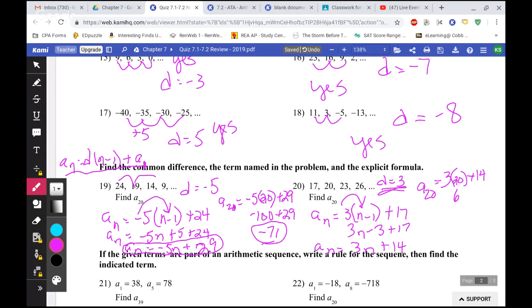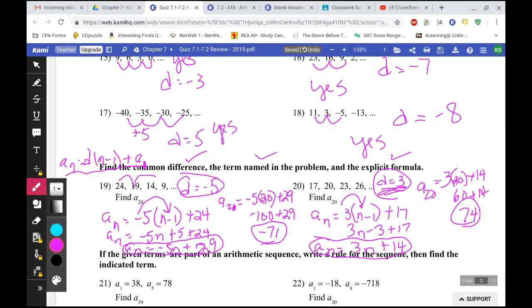$74 is your answer. Good job. You beat me. Yay. And then you also got your explicit formula, which was this one down here. And we also got our common difference. So that was all of the things that we were supposed to do. Awesome.